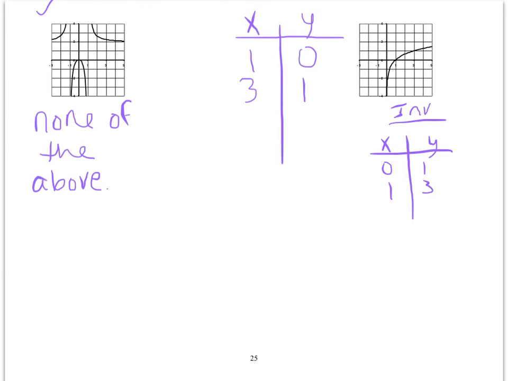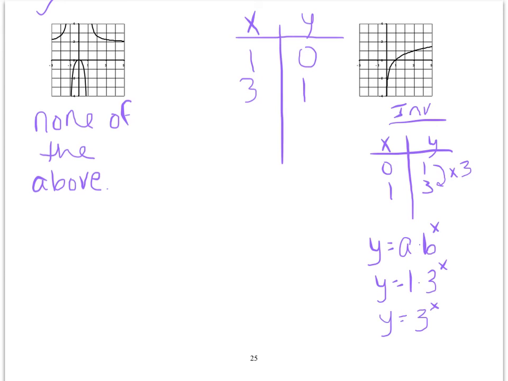So what I would need, a times b to the x, a is my y-intercept, and b is the number you multiply by to get from term to term, from y value to y value. So it will be times 3 to the x. So the exponential function would be y equals 3 to the x.